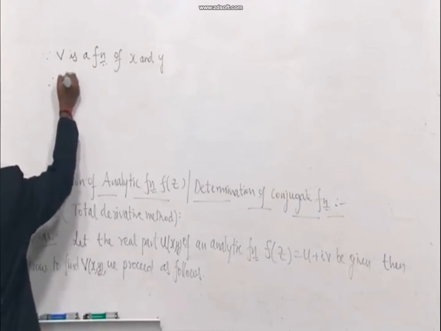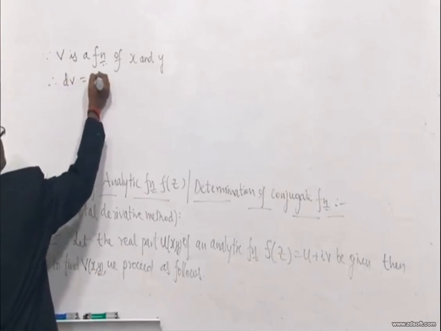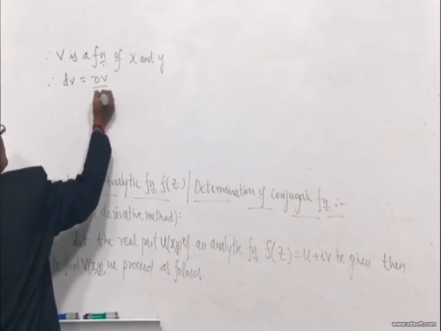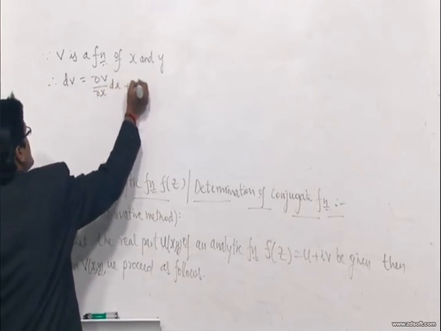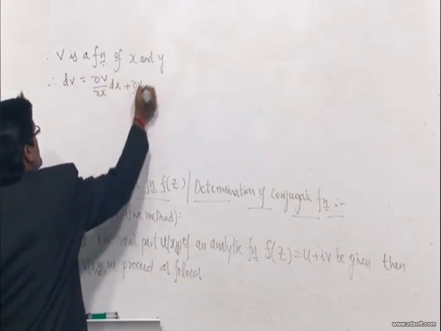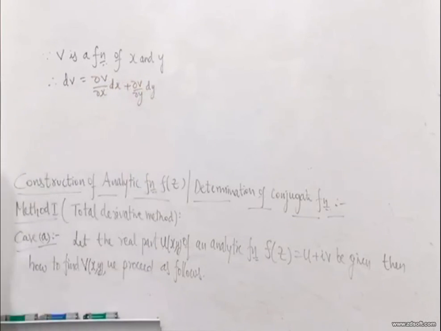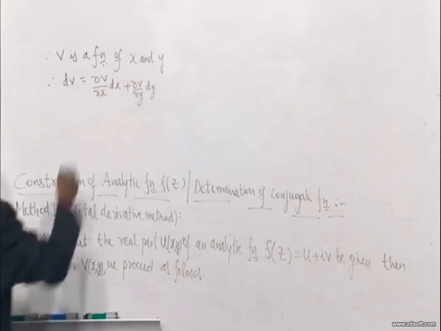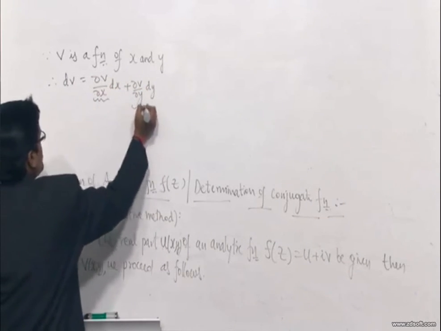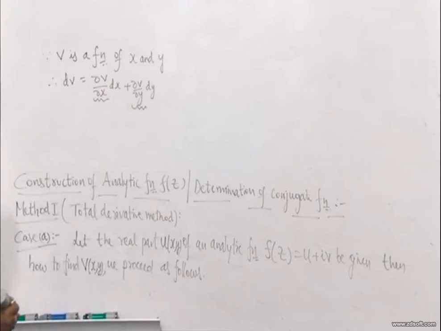Therefore, what is the total derivative definition in partial differentiation I have given? dv is equal to dou v by dou x dx plus dou v by dou y times dy, because it is a function of two variables. Because we don't know dou v by dou x, dou v by dou y, because v is what we are going to find, so use your CR equations. That is the advantage of CR equations.